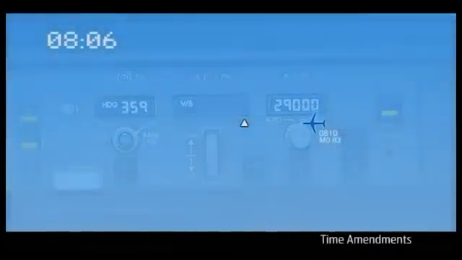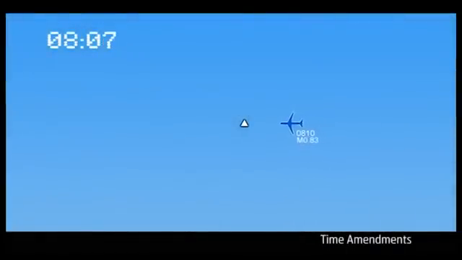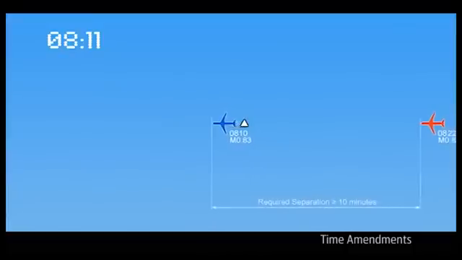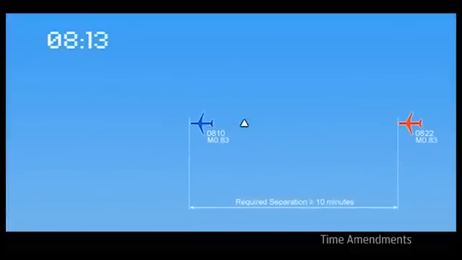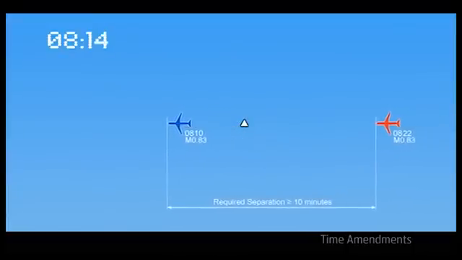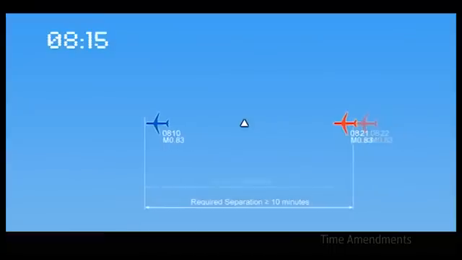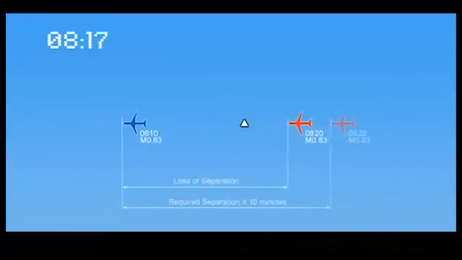Time amendments. Regardless of whether a time restriction has been imposed, flight crews must advise of any time change greater than 2 minutes from a previous estimate provided to ATC. Remember, procedural control is based upon accurate times being provided by crew.